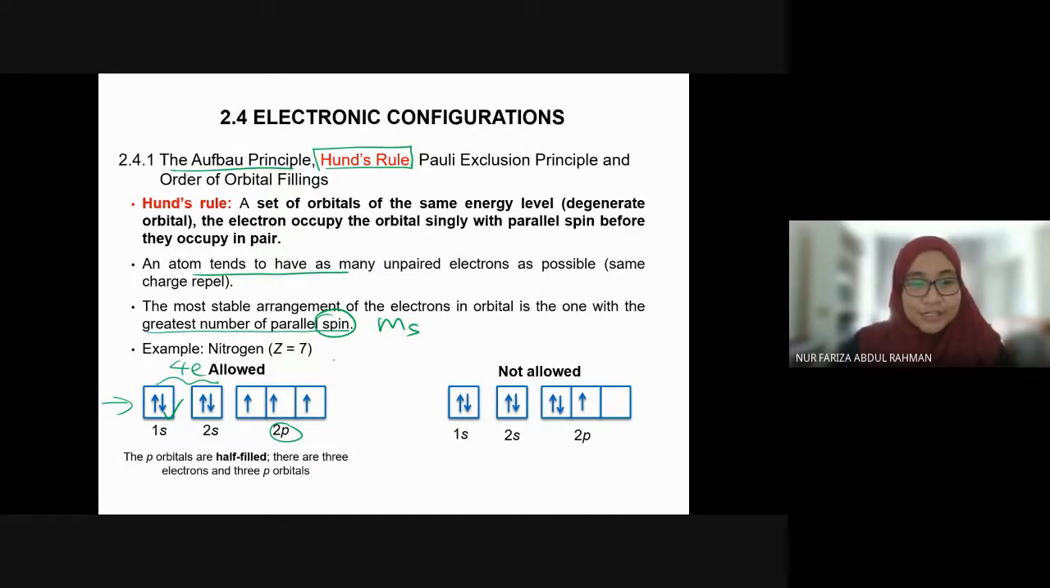Understand? Okay, so we have 3 more electrons. We have 7 in total, and we have placed 4 electrons already. Next, we have 3 more electrons. So the way we place the electrons is by placing them singly in the orbitals. Put in 1, 2, 3. Any extra electrons? No, there are no extra electrons. That means this is how the electrons are placed in the orbitals. And this is the allowed one. This is how the electrons are placed, but not this way.